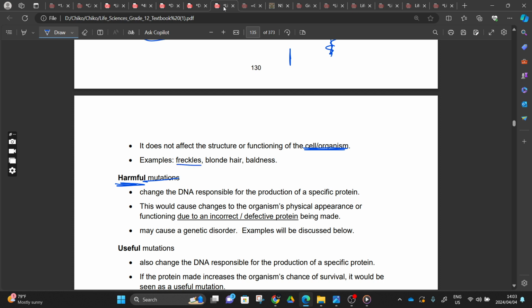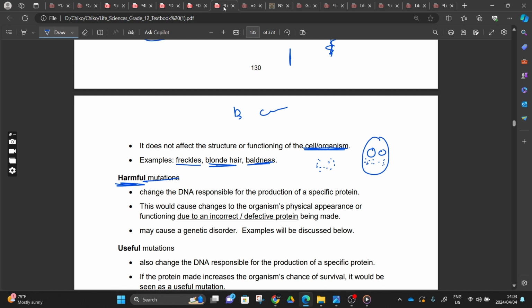For example, freckles, the dots on your skin, right? You might find someone who has black or brown dots; those are freckles. And then we have blonde hair and baldness. When you don't have hair, that is a mutation. It's a change in a gene, a mutation in the DNA structure, but it is not affecting you in any way, right?